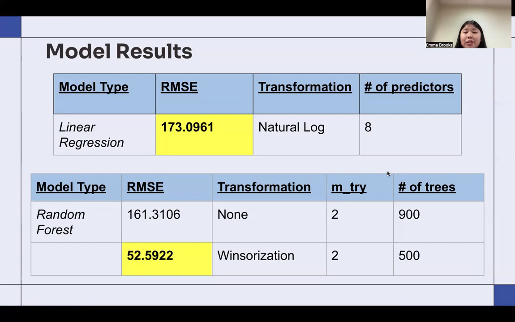As you see here, I have 2 extra columns for the random forest table, mtry and number of trees. And mtry is essentially the number of variables that are considered at each point in the tree. And then the number of trees, those are the number of trees in the forest. So without the Windsorization transformation, our root mean square error was about 161 days, which wasn't great, but we can see with the Windsorization, it helped a lot, and our model performed much better without all of those outliers. So our random forest definitely performed better than our linear regression, and I was expecting that result.